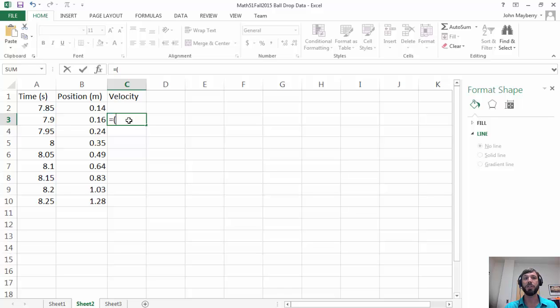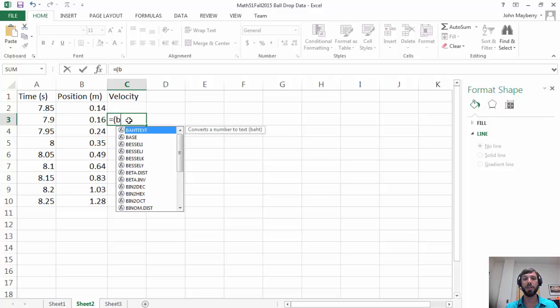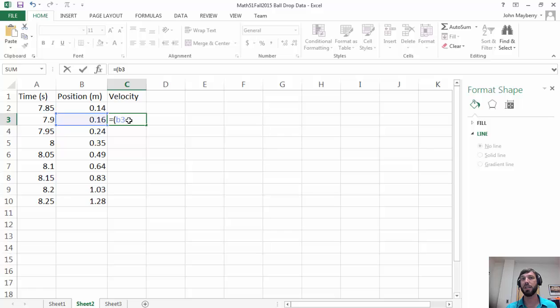So for example, over this first 0.05 seconds of the drop, to compute the average velocity, we would enter B3, the cell containing the position at the end of that interval, subtract from that B2, the position at the beginning, and divide by 0.05, which is the change in time. So over this first brief interval, the ball was traveling with an average velocity of 0.4 meters per second.